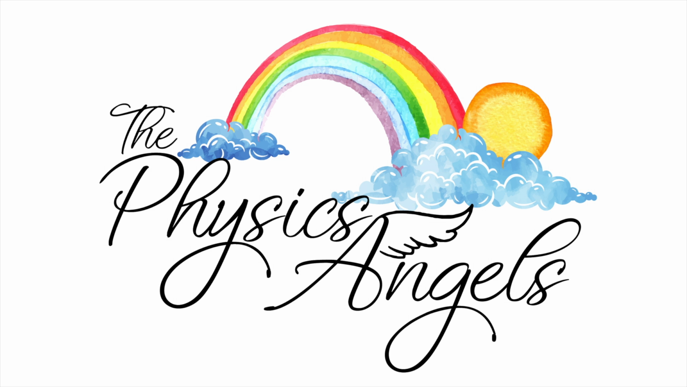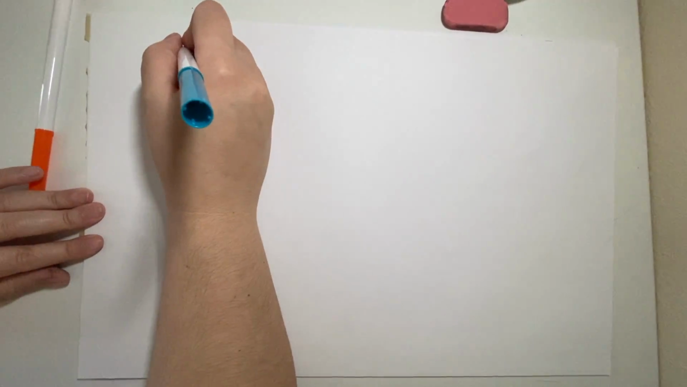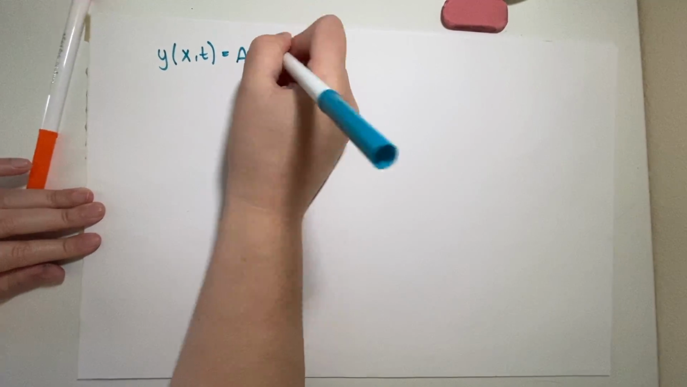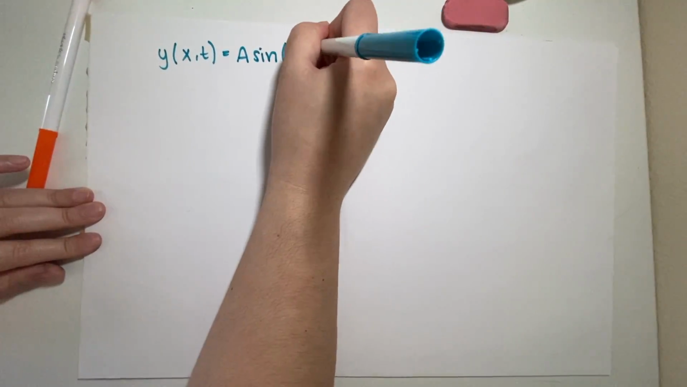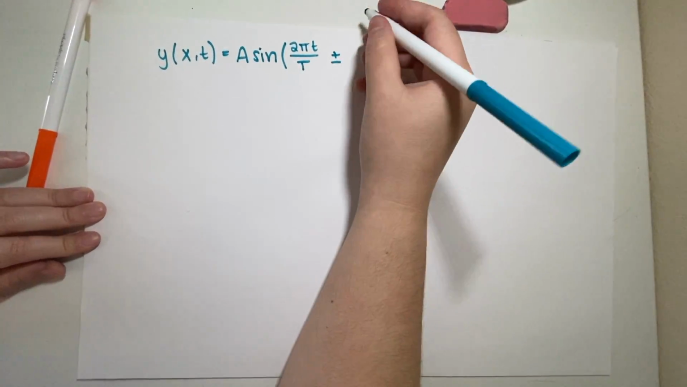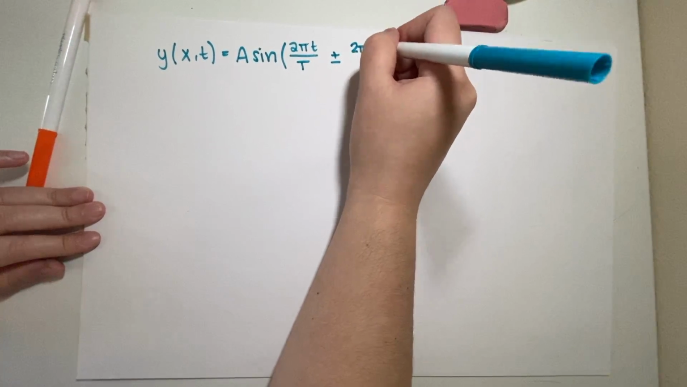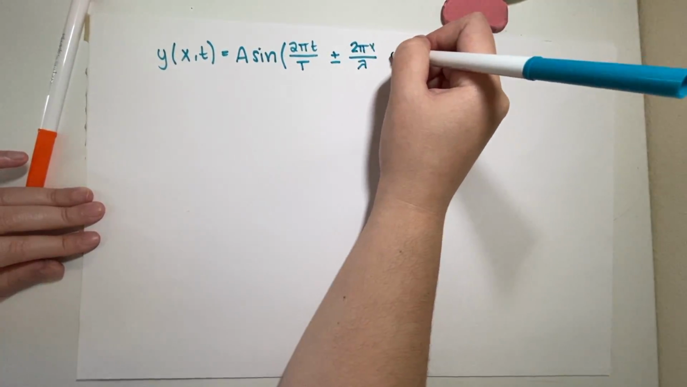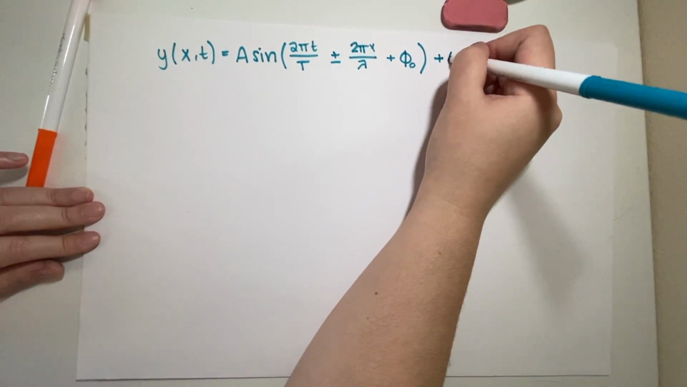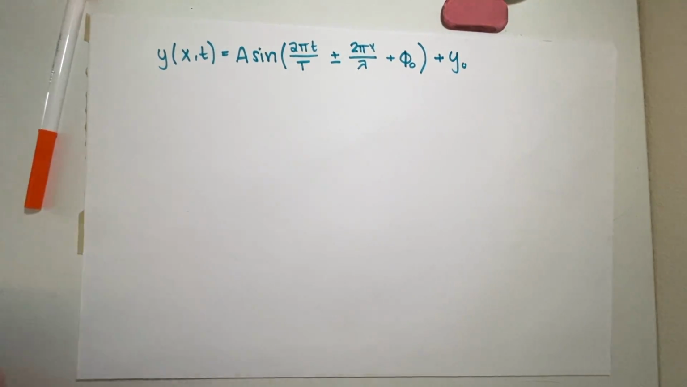So anyways, let's get started. So the wave equation, let's just write it down real fast. y of x and t equals A sine of 2 pi t over T plus or minus, we're going to be talking about this in a second, 2 pi x over lambda, plus this little thingy, plus y naught.